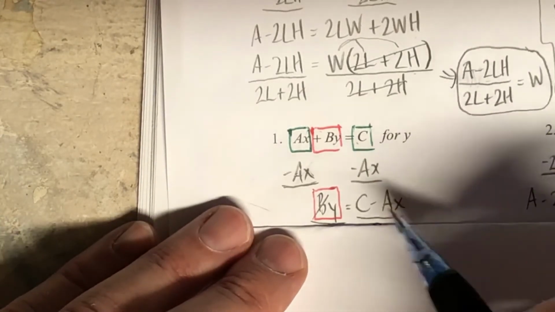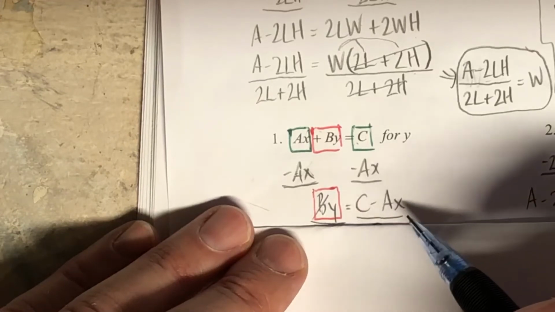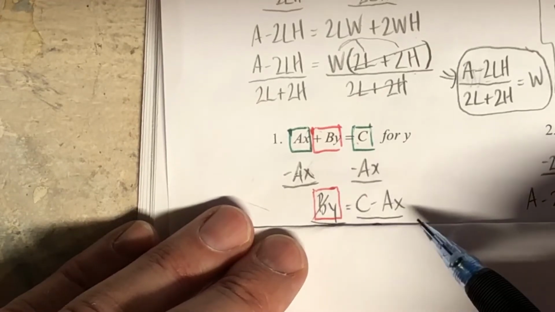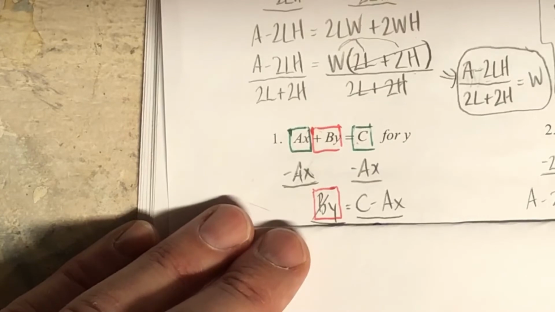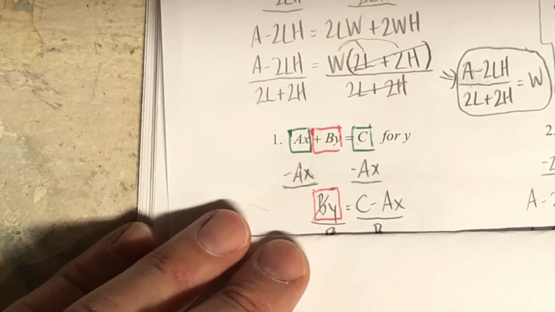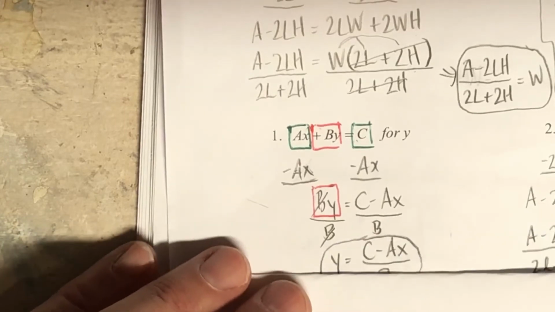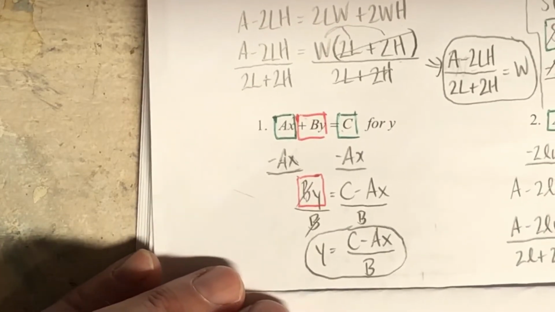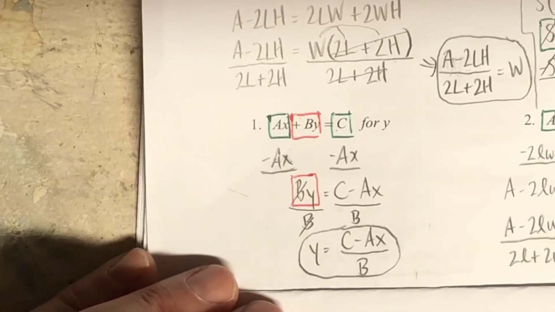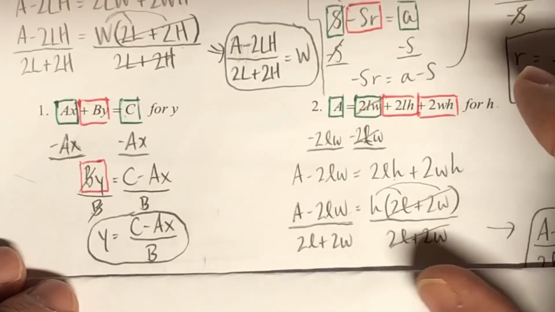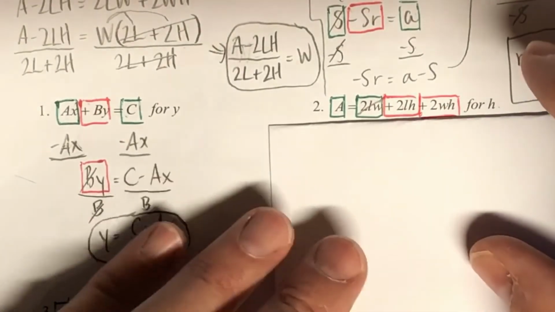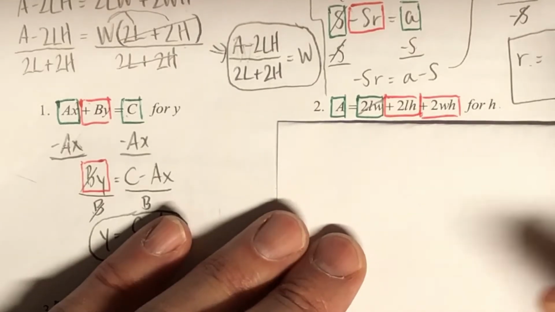Now that we have the green term on one side and the red term on the other side, we need to divide out to get the y completely by itself. And so your final answer is right there: C minus ax over b is equal to y by itself. Over here, again, this is very similar to problem C up above.